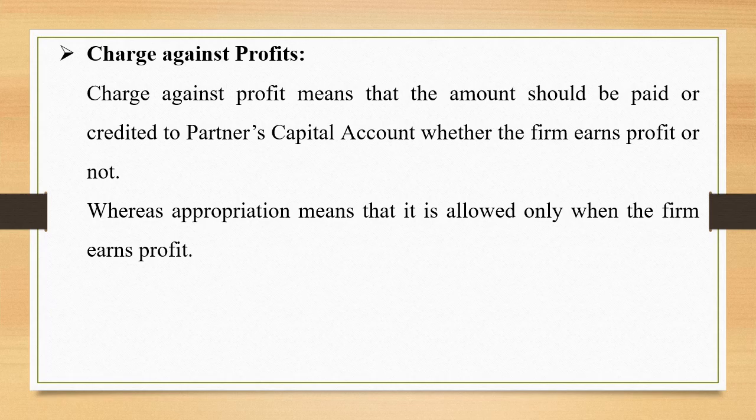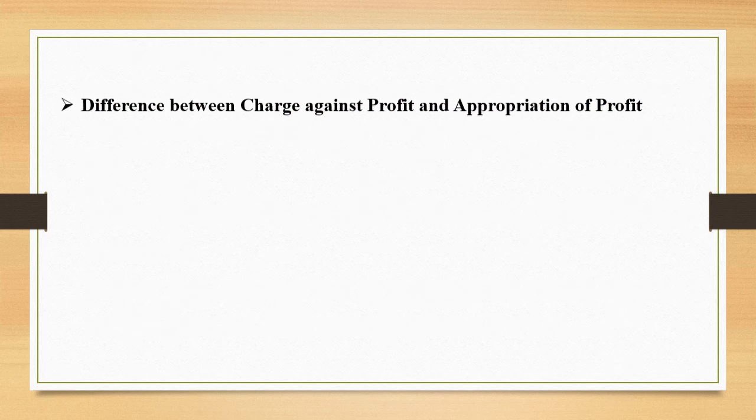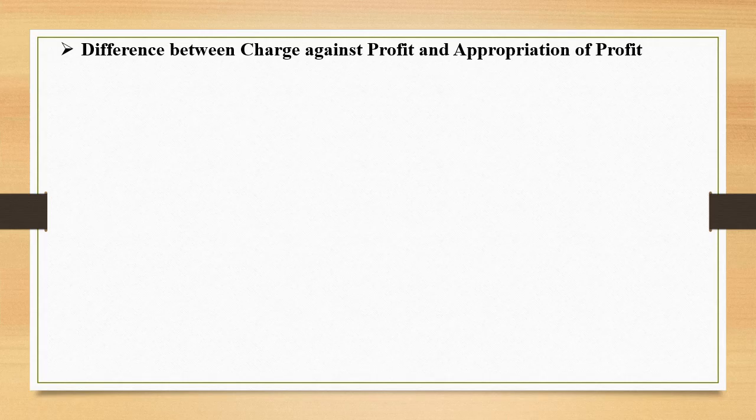Whereas appropriation means that it is allowed only when the firm earns profit. Interest on partner's loan and rent payable to a partner. These are the two best examples for the amounts which are charged against profits. These are not the appropriations. Now let us go through the difference between the charge against profit and appropriation of profit.